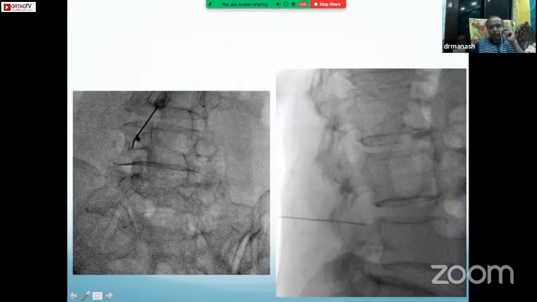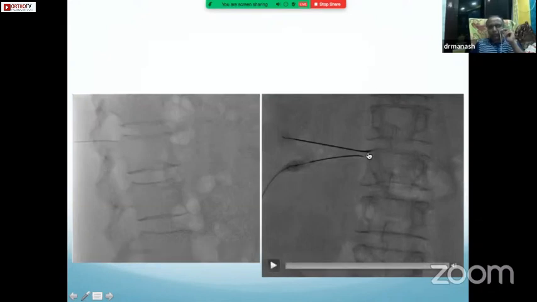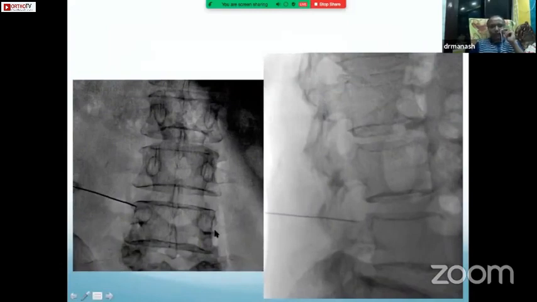So this is how we initially plan. This is the Scotty dog appearance, you see. Initially we are planning, and we should not progress beyond this point. So we did the L3-4 level, and you see our needle is here. In AP, it is like this, in the upper and outer quadrant. This is followed by L4-5, and to complete, we also did the L5-S1 level as well.